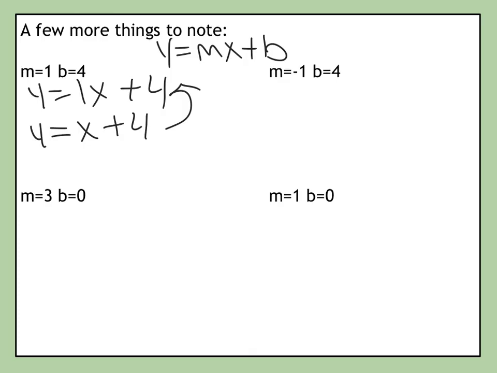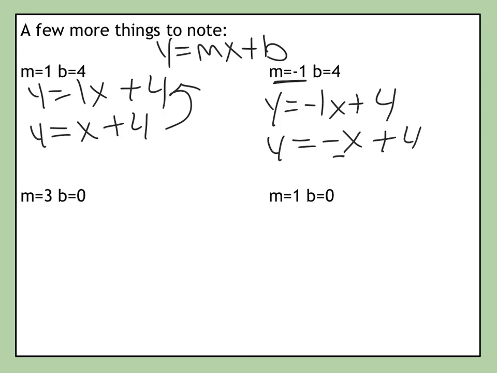Then if we have m being -1, it's a similar situation. You may want to write it y equals -1x plus 4. On a test, you're actually going to see it as y equals -x plus 4, because if there's nothing in front of the x, we understand that to be a 1.